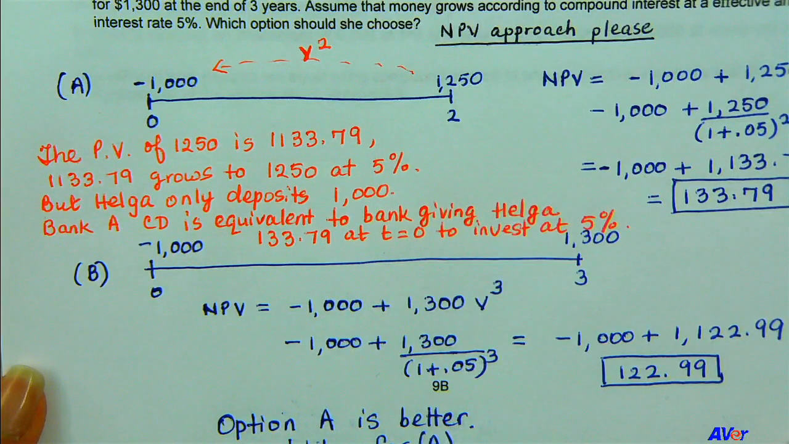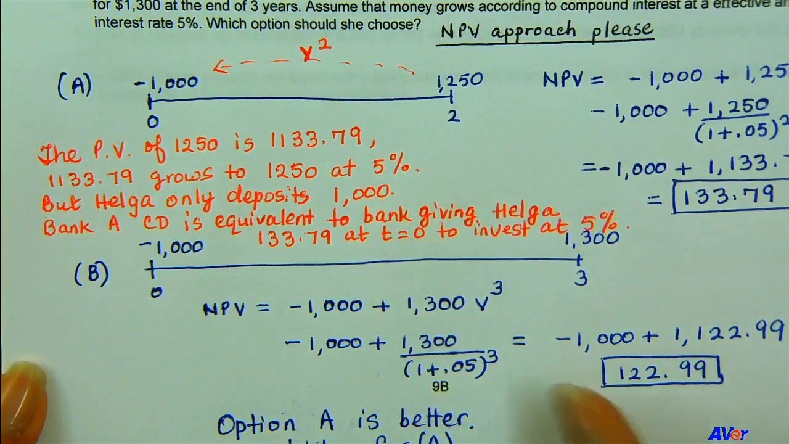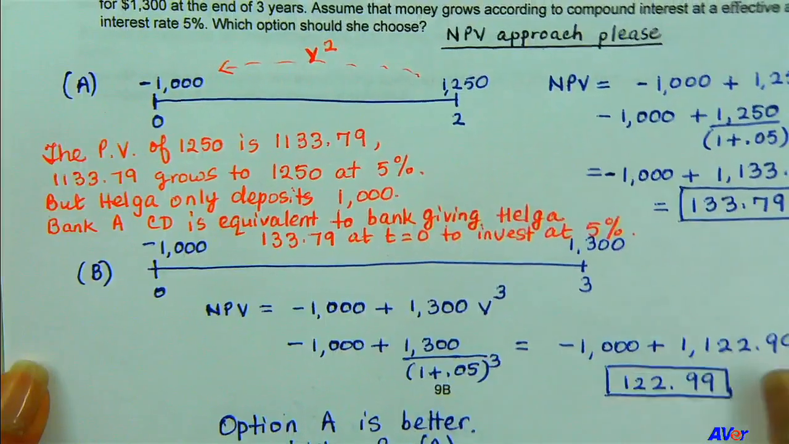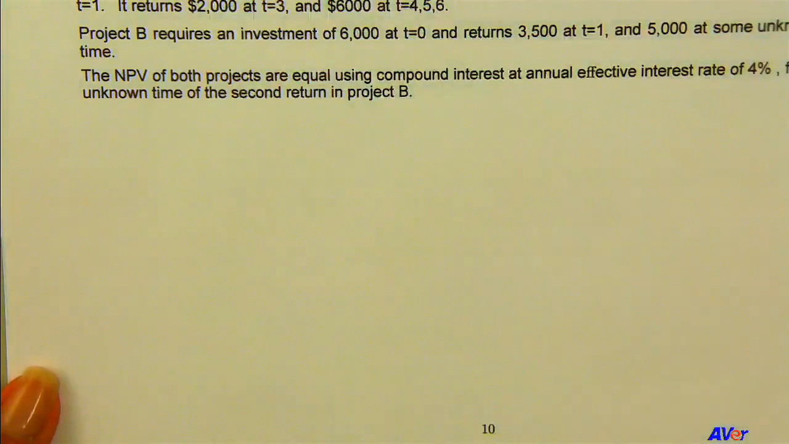Another way to do the same problem, yes? So if you forecast both options at the same time in the future, will you always get more for option A? Yeah. Next page.